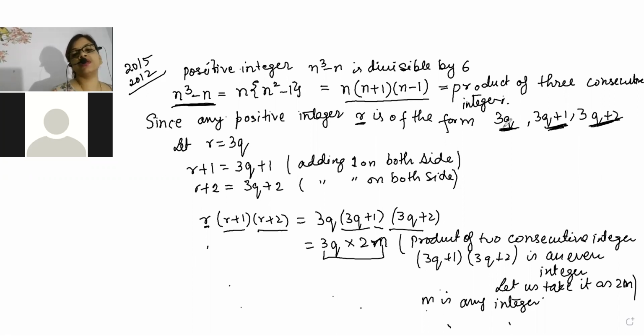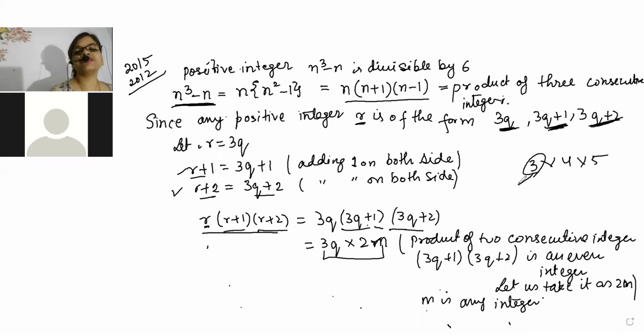When r is equal to 3q, then r plus 1 will be 3q plus 1, and r plus 2 will be 3q plus 2. Now beta, we will multiply all these three, first, second, third. When we multiply 3q, 3q plus 1, 3q plus 2, it is just like multiplying 3, 4, 5.